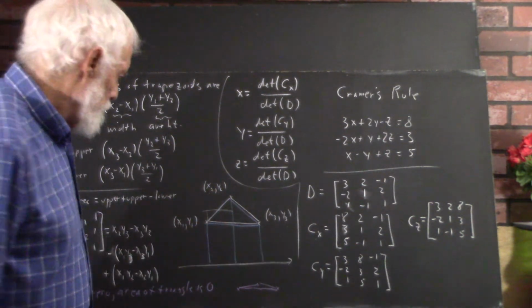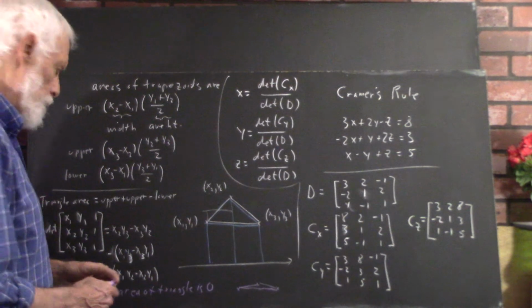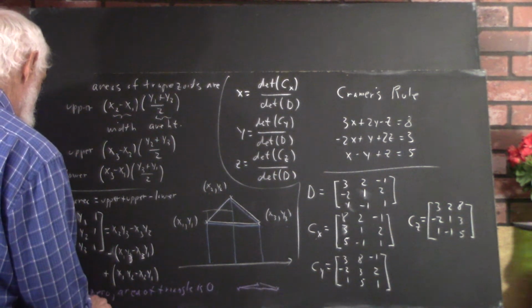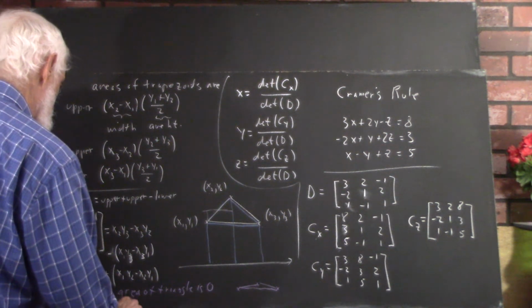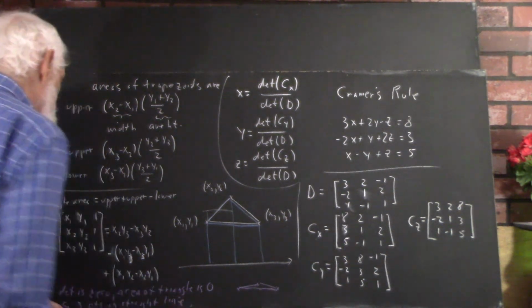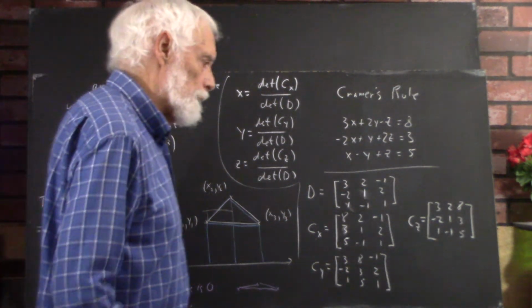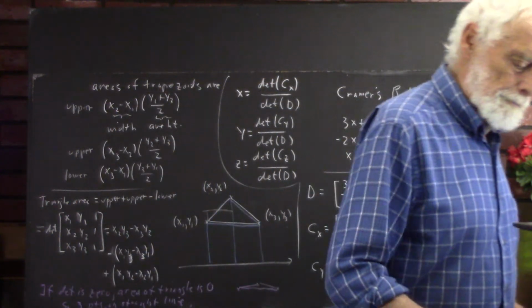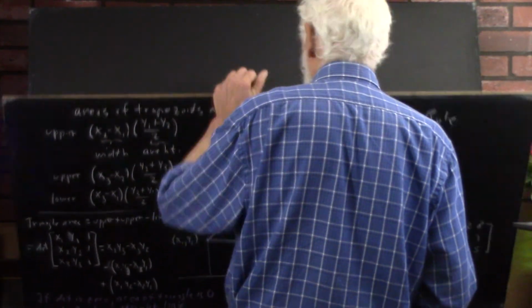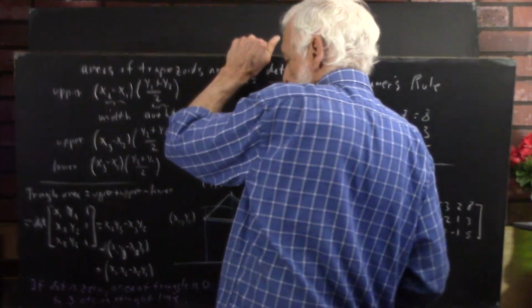Well, from that you can think, and it's a fairly intuitive idea, I think, that means your 3 points are on a straight line. Okay. We can extend this to 3 dimensions. If you have 4 points in 3 dimensions, you get a tetrahedron.